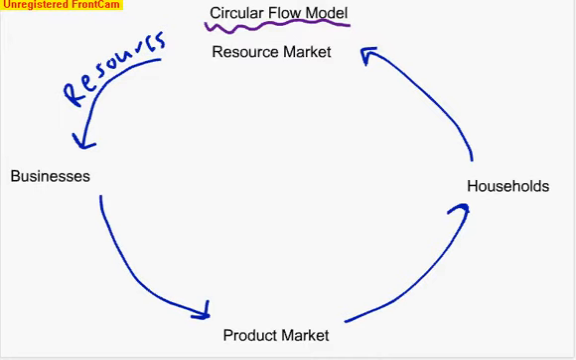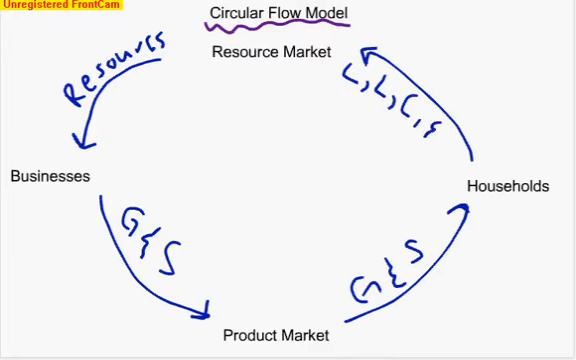From businesses to the product market, we're going to have goods and services. Same thing from the product market to households, we're going to have goods and services. And then finally, from households to the resource market, we're going to have a combination of land, labor, capital, and entrepreneur ability.